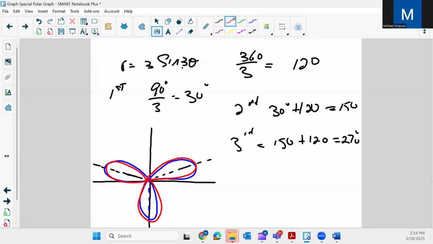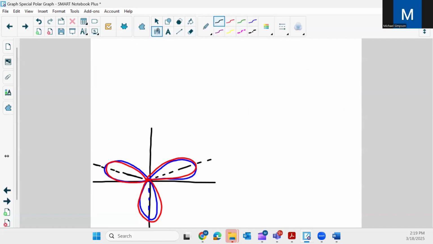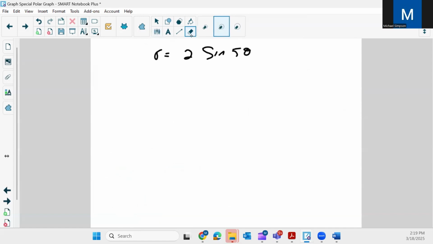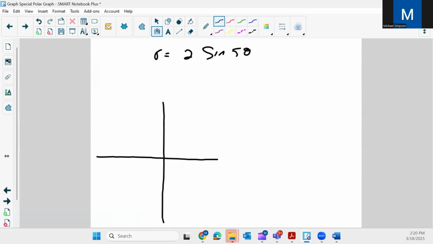Cosine's pretty easy because we know where cosine starts, right? Sine is the one that gives us problems. Let's erase this for a second. One more. Let's try r equals 2 sine 5 theta. 5 petals. Okay, good. My starting point now, where's the first one going to be at? Let me draw. Where's the first one going to be at? 90 divided by what? All right, somebody.